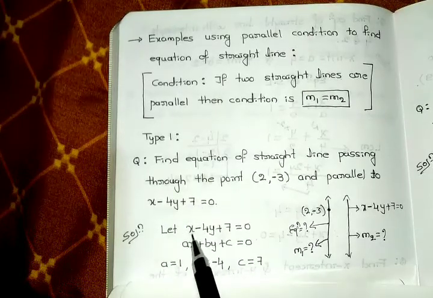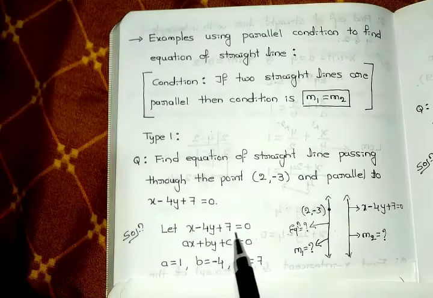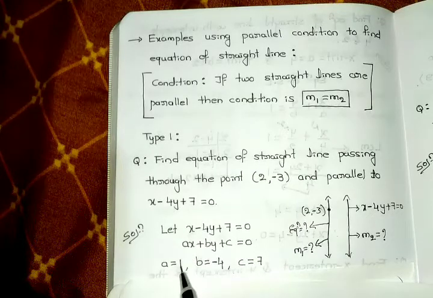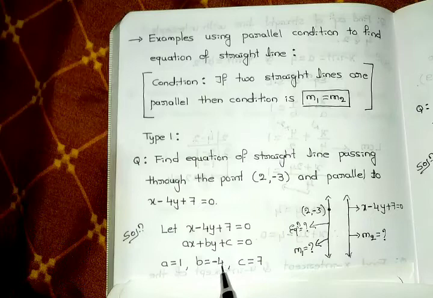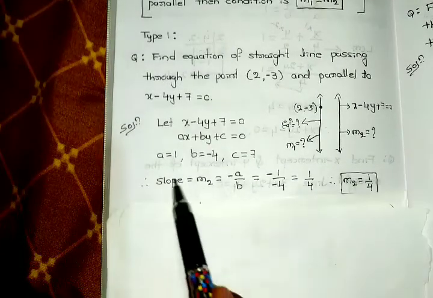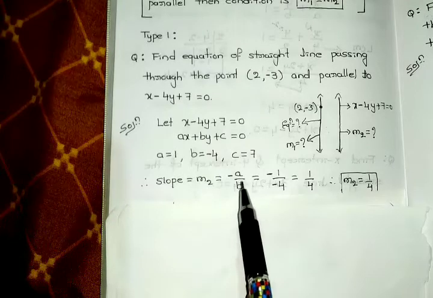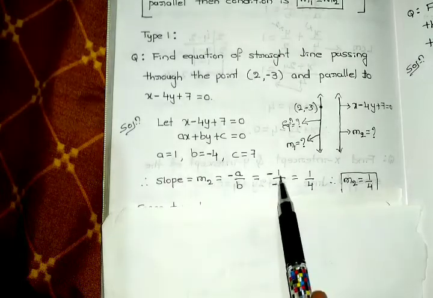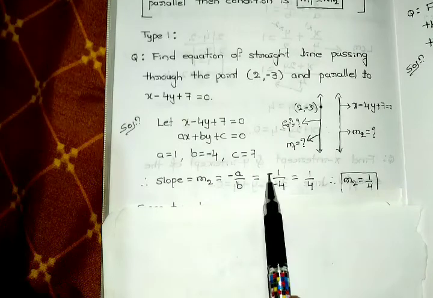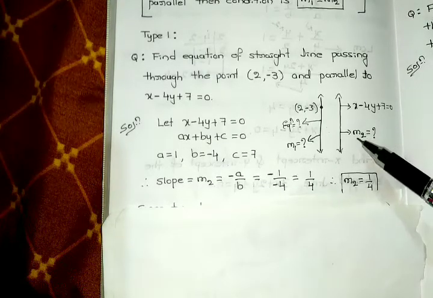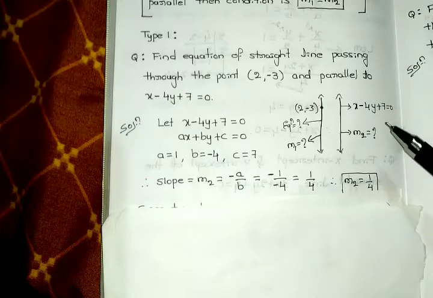Solution: first consider the equation x minus 4y plus 7 is equal to 0. It is of the form ax plus by plus c is equal to 0. Here the a value, the x coefficient, is 1, the y coefficient including the negative sign is -4, and the c value is 7. Therefore first we apply the slope formula: m2 is equal to minus a divided by b. Keep the minus sign as it is. The a value is 1, so substitute 1, and the b value is -4. Minus divided by minus becomes plus, therefore m2 is 1/4. Now you got m2 using this equation.